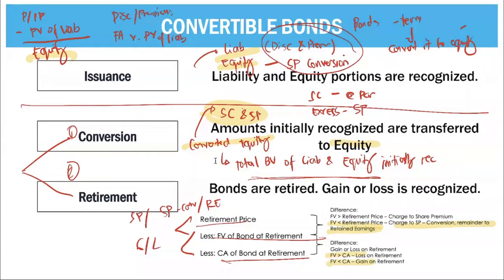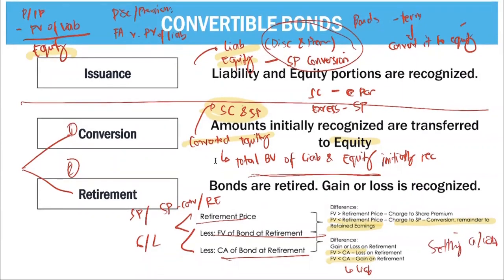Okay, why? Because our carrying amount, again, is the liability. Take note, we are settling a liability. Of course, what we want is to settle it at less than the carrying amount. So every time there is a less, there is a gain. When we settle a liability, what do we want? We settle it at a lesser amount than the carrying amount.